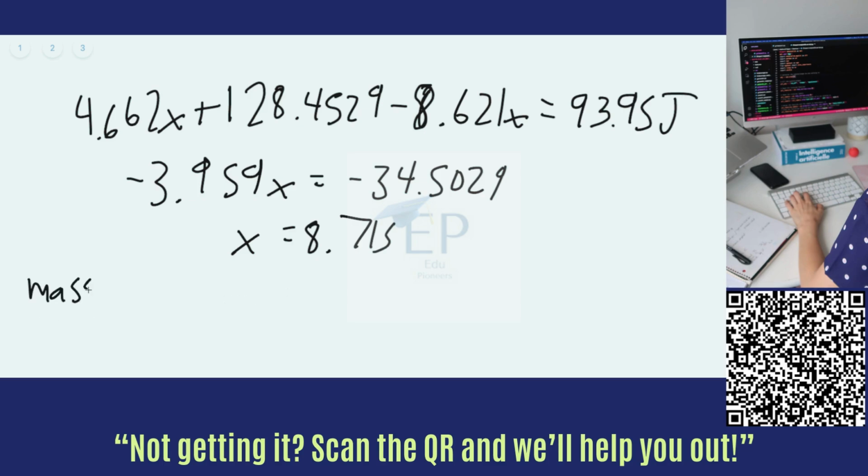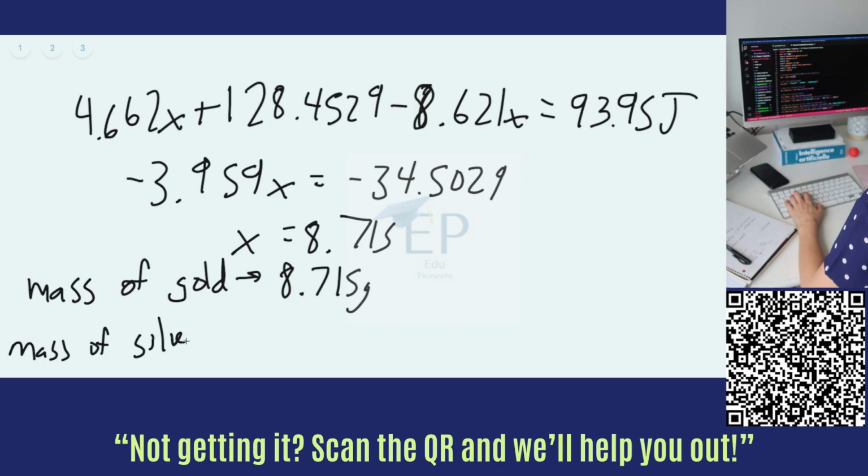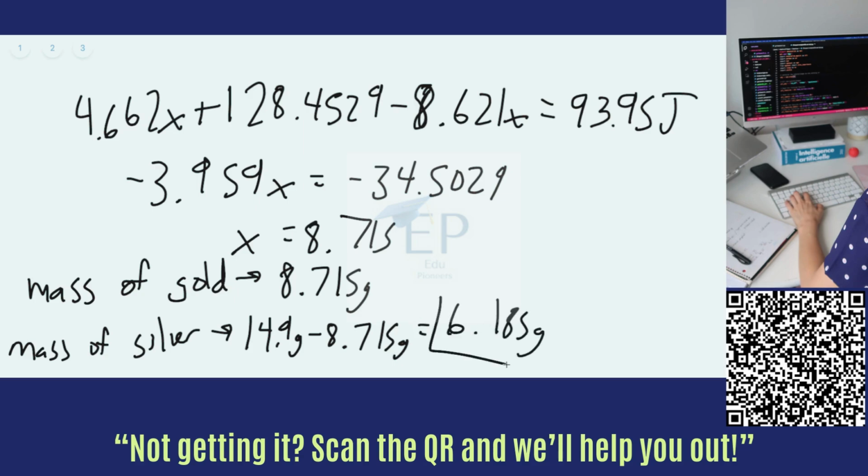So therefore, our mass of gold is 8.715 grams, and our mass of silver is 14.9 grams minus 8.715 grams, or 6.185 grams. So that's our mass of silver, and this is our mass of gold.